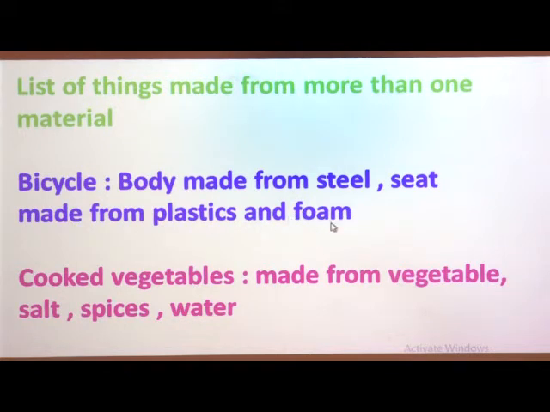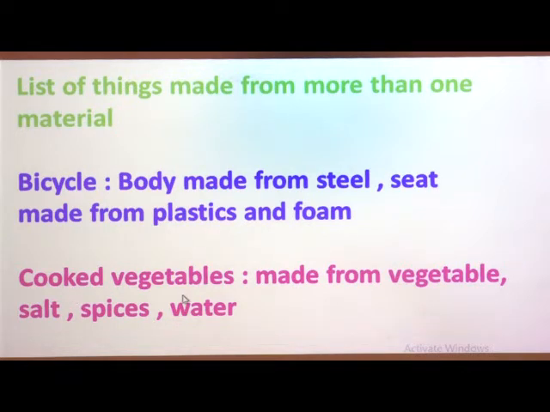So, to prepare a thing, we require different kinds of material. That may be a metal called steel, and the plastic and the foam. So these are the different materials, but to make only one thing, we require different kinds of materials. Now let us see the next one, cooked vegetables.